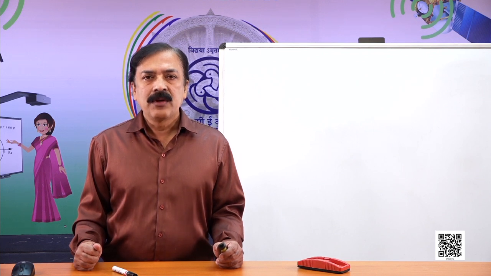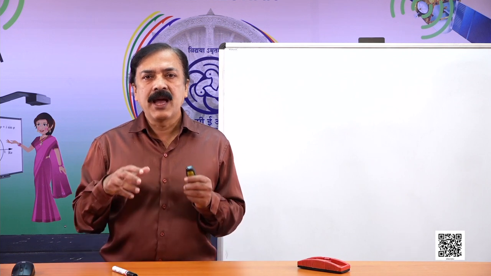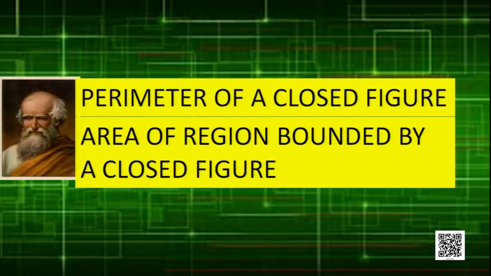Similarly, we also associate a measurement with the region inside the closed figure, and that measurement is known as the area of the region bounded by a closed figure. So, when we consider the area, how do we express it? Earlier, you have discussed all these things about area. Let's recapitulate it.